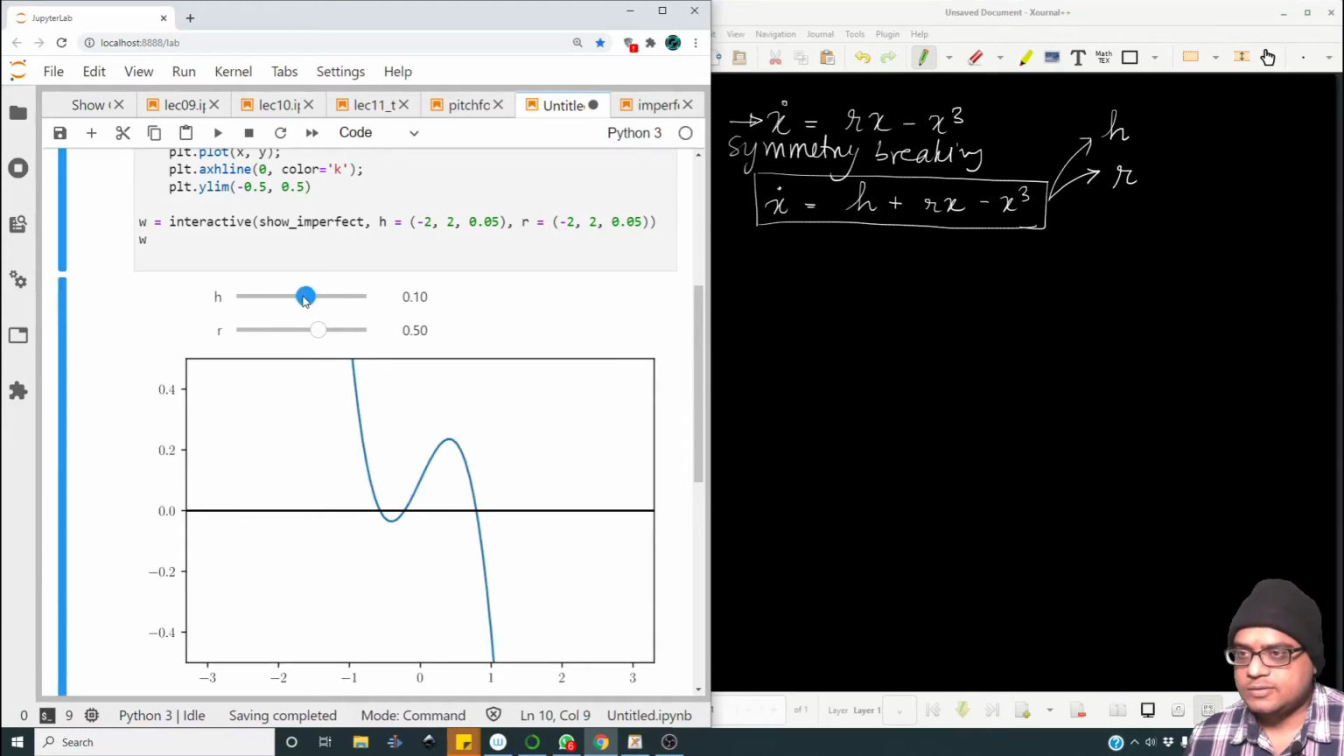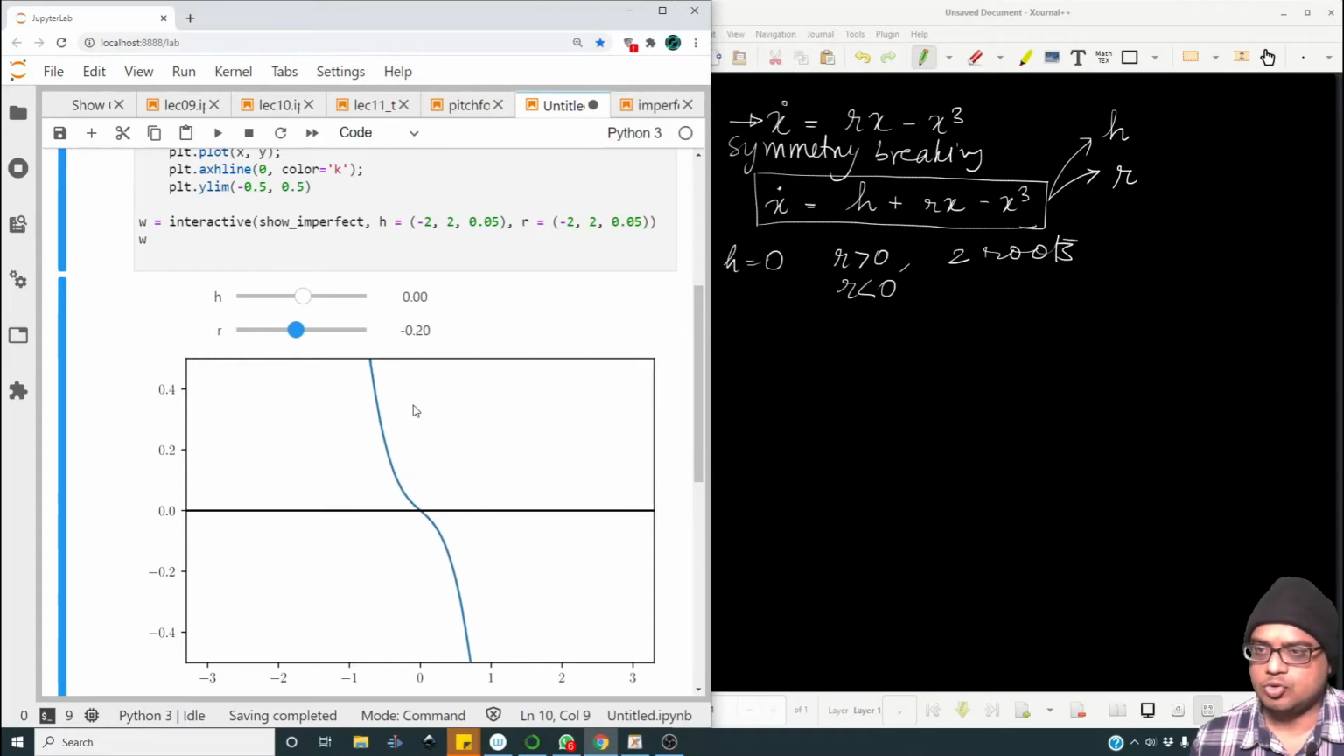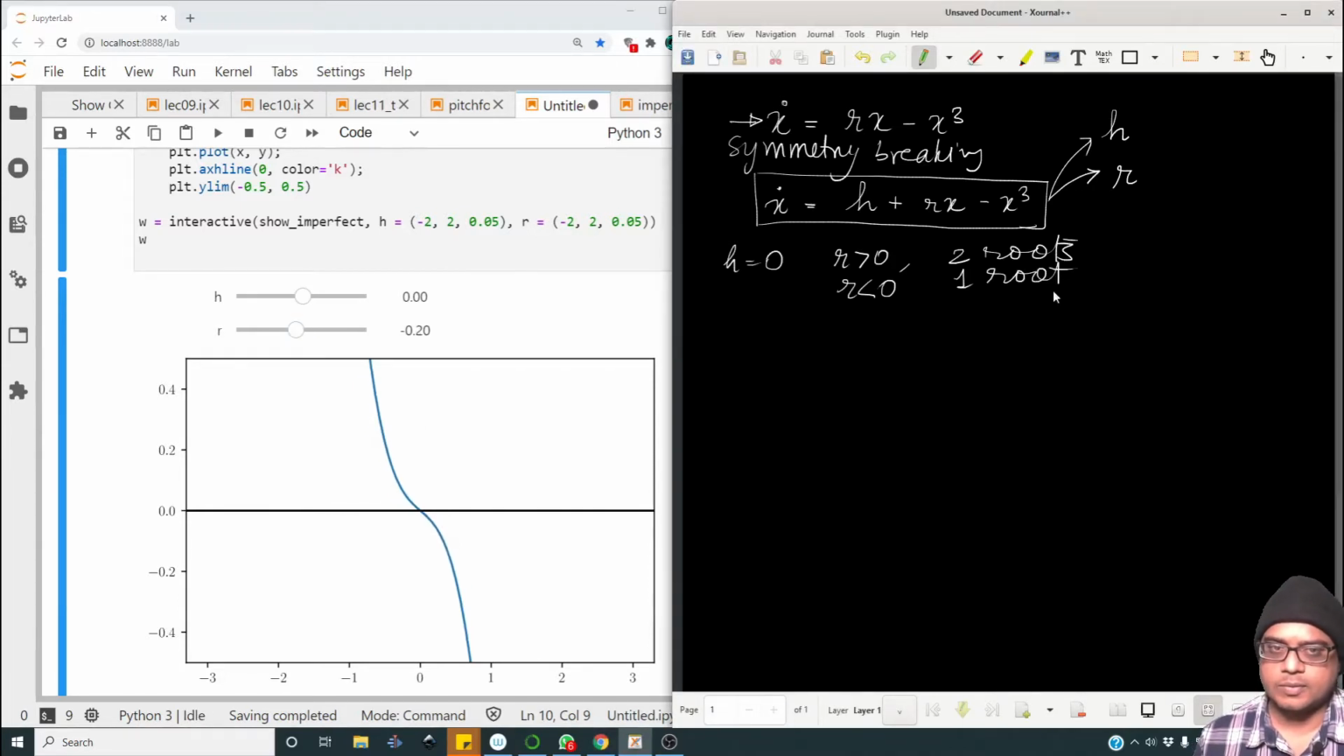Now let us vary h. When h is 0, we have two roots for r positive. Or rather, let me classify it like this: h equal to 0, r positive, two roots. When r is negative, there are no more two roots. When r falls below 0, there's only one root, and this is a stable root, meaning it's a stable fixed point.